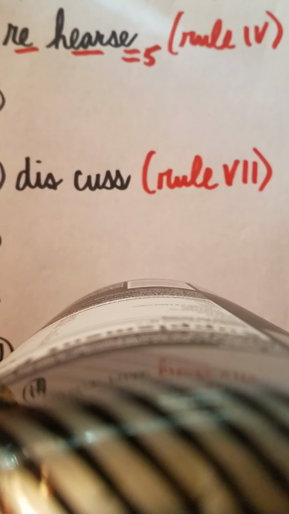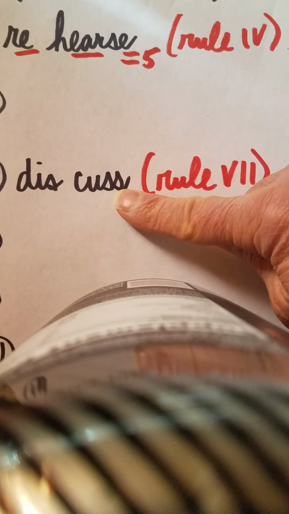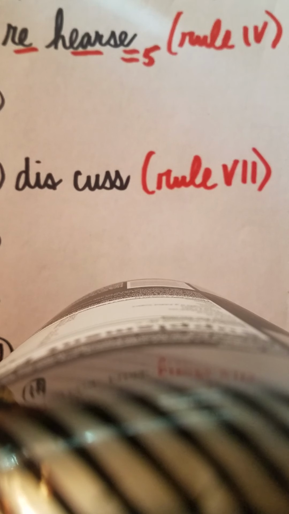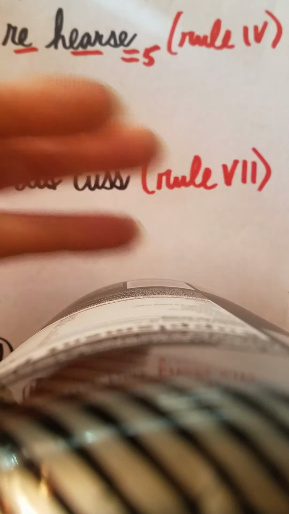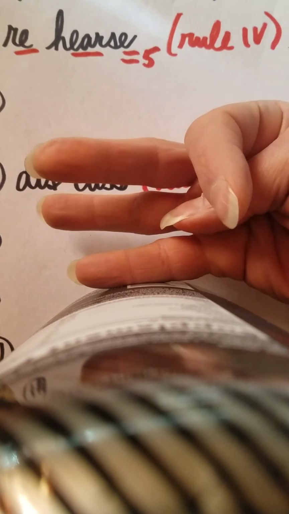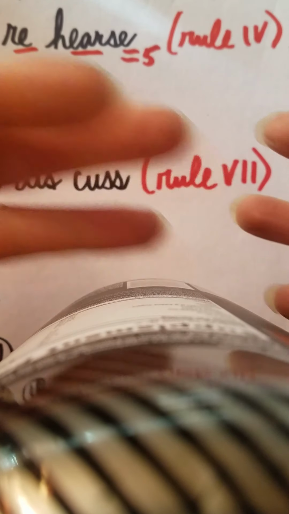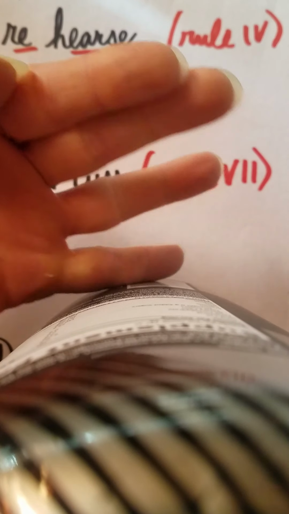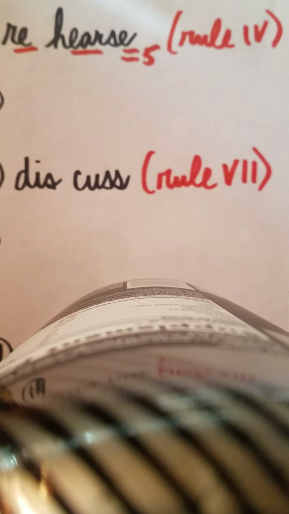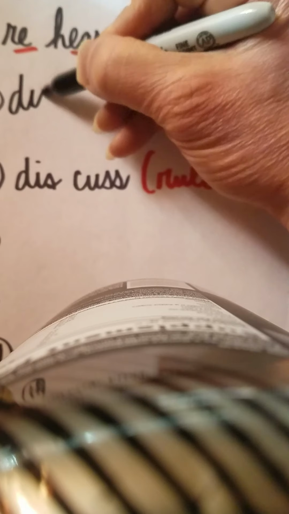All right, now when you discuss things, you have a what? Beautiful, exactly, a discussion. Now notice the word discuss ends with an S. So this is going to help us with the word discussion. Let's go. Discuss. Discussion. Let's go. Discussion.